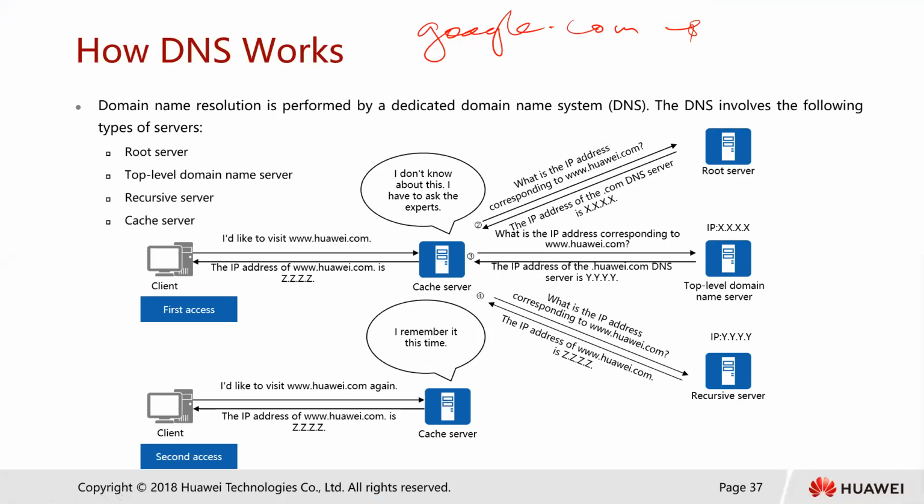Now, if I wanted to access Huawei.com, how does it work? The domain name resolution is performed by a dedicated domain name system, which is called the DNS, and it involves the following types. We have what we are calling a root server, a top domain name server, a recursive server, and the cache server. We're going to be looking at those and get to know what they are. But let us first look at the root server before we get to other things.